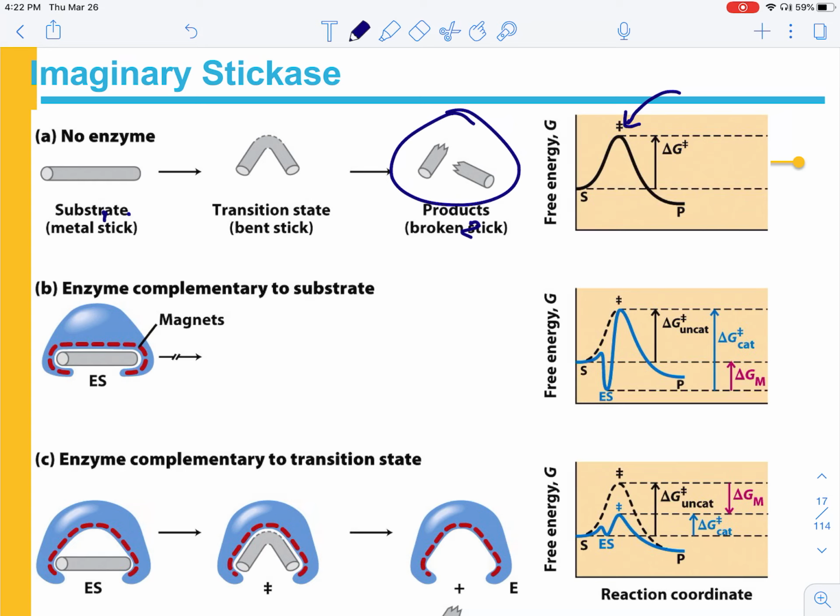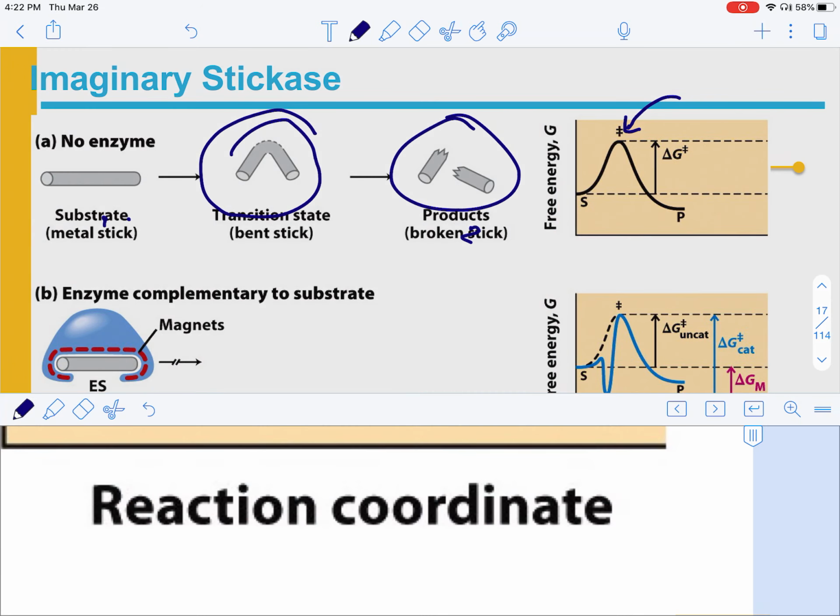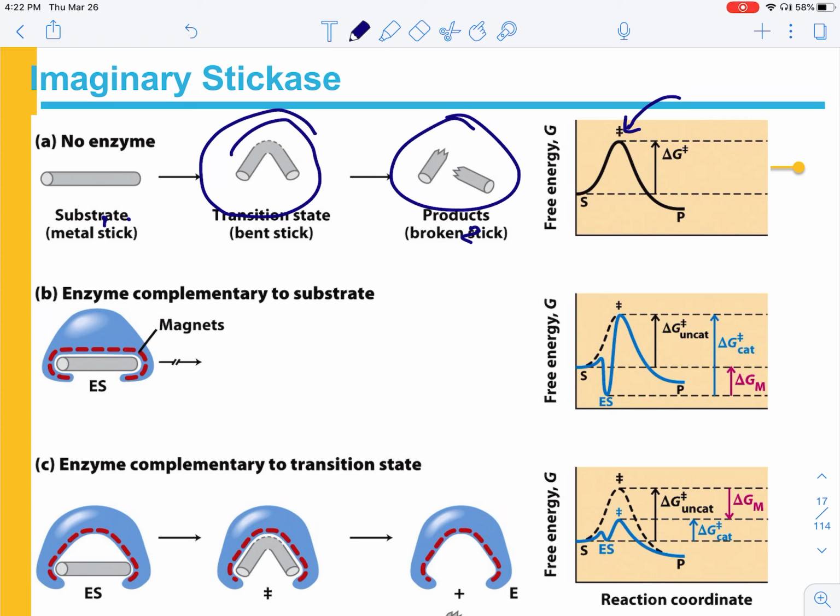The transition state here represents the peak of this energy. So it's the highest point in the delta G here, and it is the shape of the structure at that peak. For this stick, it will be when the stick is bent, but not broken yet. And the transition state is also the point or form of the structure in which you have an exactly equivalent likelihood of either going back to substrate or forward to product.